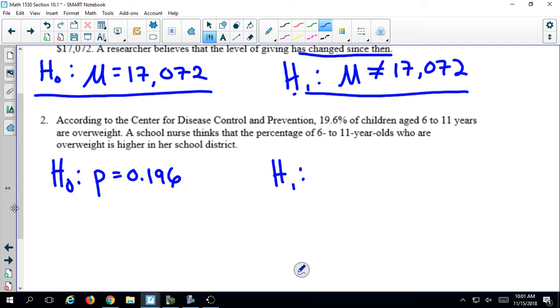And in fact, we're given a direction here. The school nurse thinks that it's higher in her school district. So the alternative hypothesis is that P is greater than 0.196. And if she takes a sample of students in her school district, and the sample proportion is close to 0.196, even if it's higher, it's not enough evidence to say this is not true. The percentage in her school district has to be significantly higher. If it's significantly higher, so that the probability of it happening is very low, if we make this assumption, then we're going to say, well, now we don't think the assumption is true for her school district. We think it's higher.